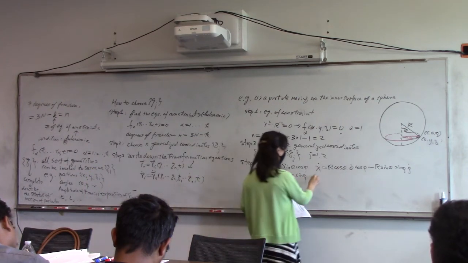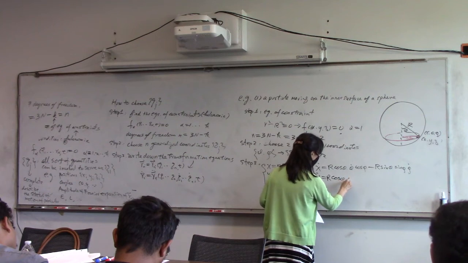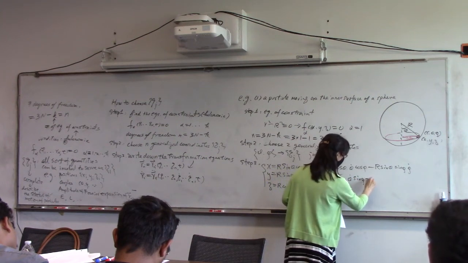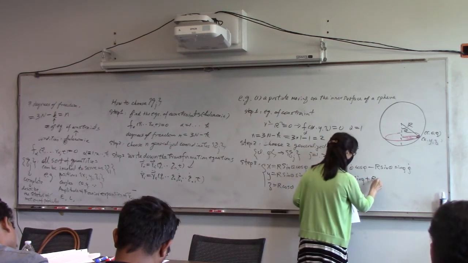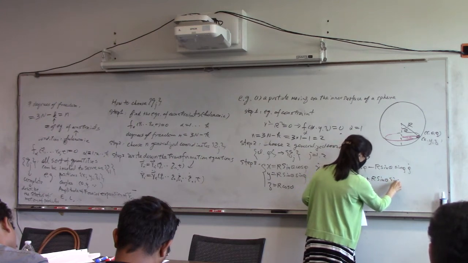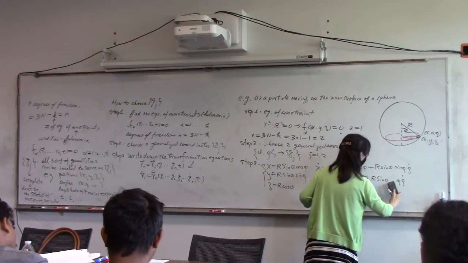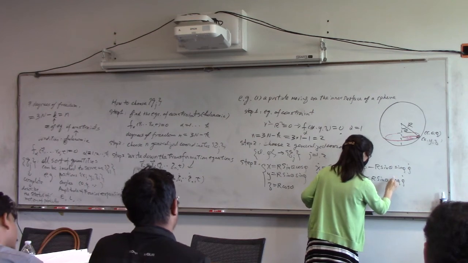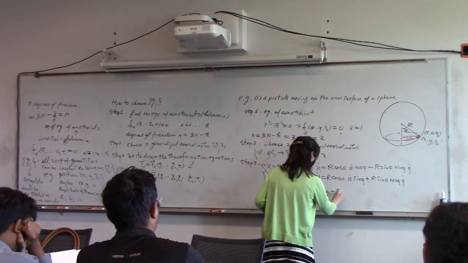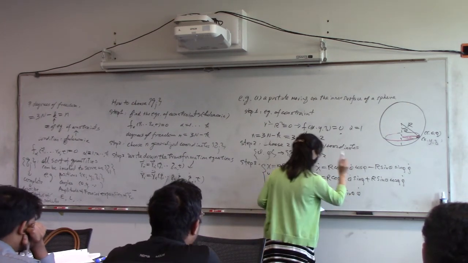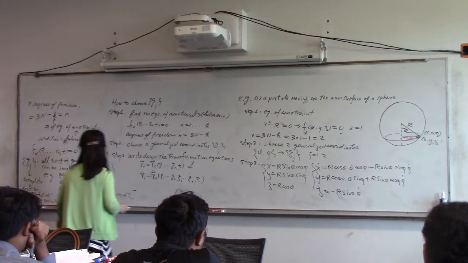Since these two are dependent, it's the same thing for y. If we do this first, that is r cosine theta, theta dot, sine phi, plus r sine theta cosine phi, phi dot. And z dot is simply minus r sine theta, theta dot. So we have those equations, and later we are going to substitute them into the equation of motion.